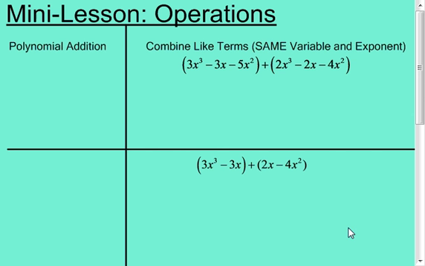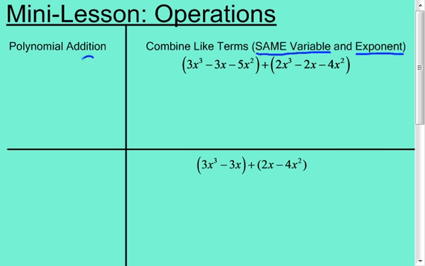Now that you have worked on identifying like terms, we're going to learn how to add polynomials. The good news is that all you have to do is combine like terms. And again, I've given you a reminder up here. We know that like terms have the same variable and exponent. So the goal of this is to add apples and apples, oranges and oranges, based on variable and exponent.